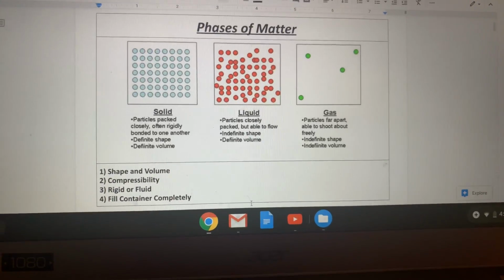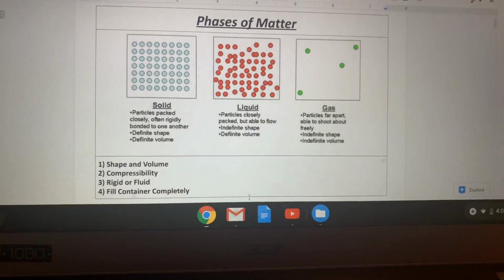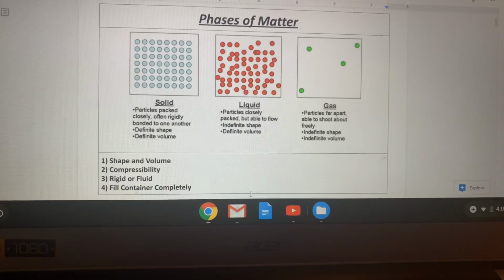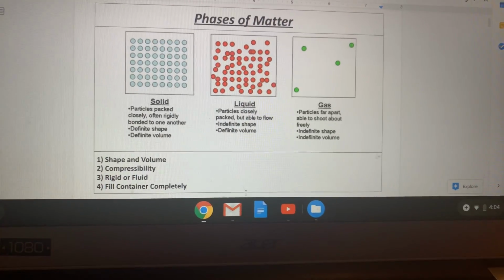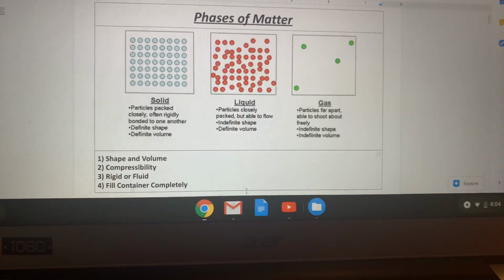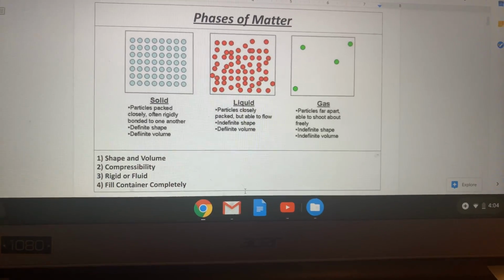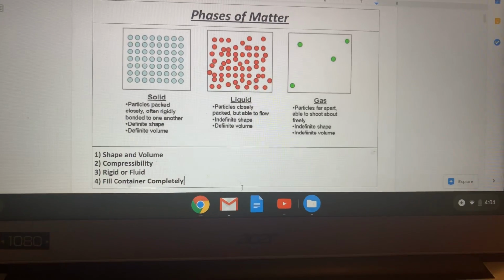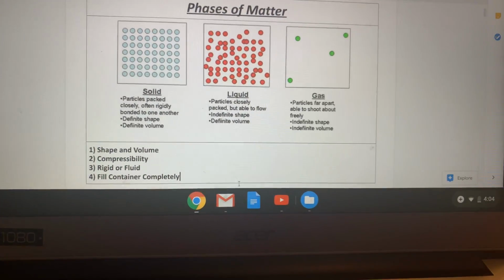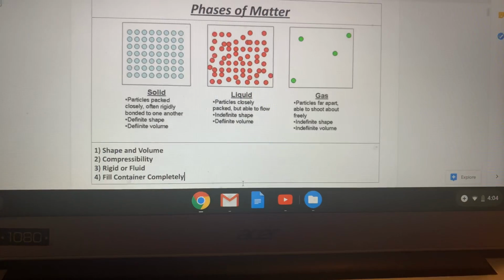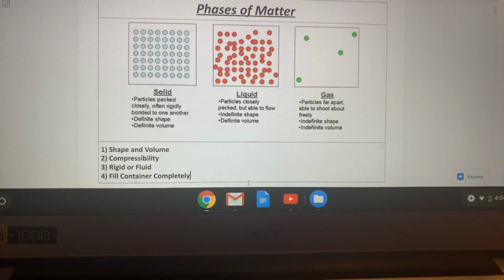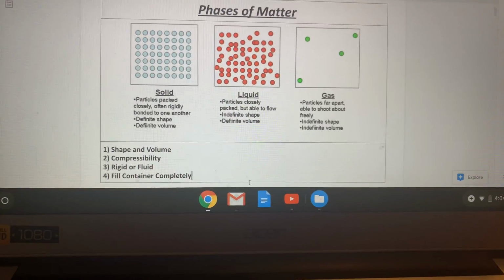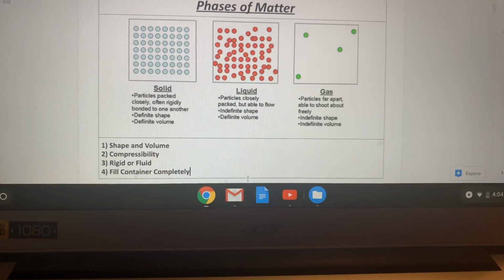As you can see, we are going to be revisiting the phases of matter, which include solid, liquid, and gas. A few things that we want to point out are that solids are made up of tiny particles that are very close together. Liquids are made up of tiny particles that are starting to get further apart, and gases are made up of tiny particles that are flowing and very far from one another.